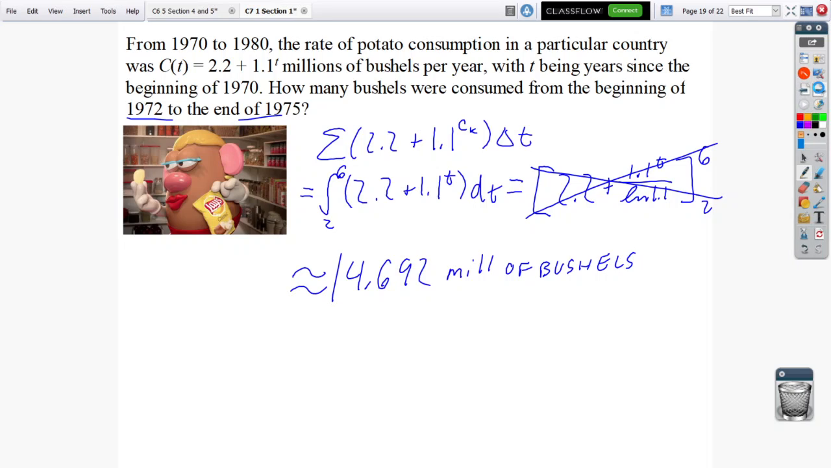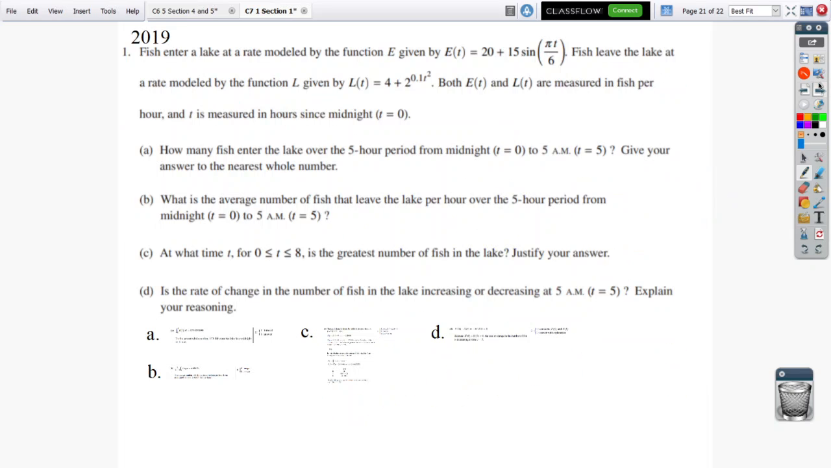And I believe that leads us into problem number 1 from the 2019 free response. Problem number 1 is usually what I call a rain and drain problem, where you have an enter and a leave function, whether it's water being poured into a tank and being drained out of the tank, or in this case, fish going into a lake for the E and leaving the lake for the L. And you're usually going to have to figure out how many fish went into the lake, how many fish came out of the lake, how many fish are in the lake at this particular time. Very similar to this structure.